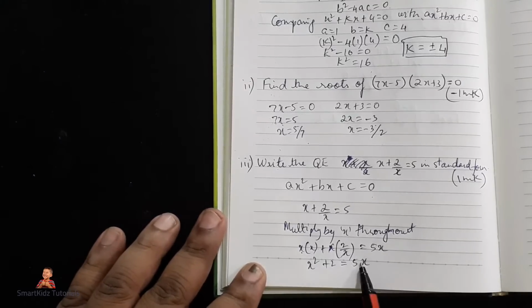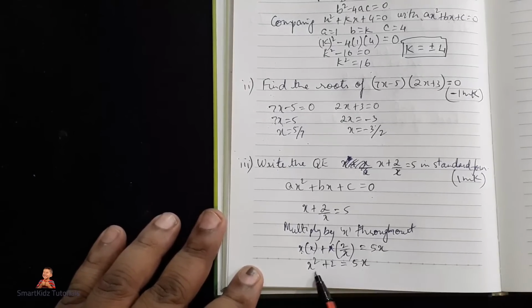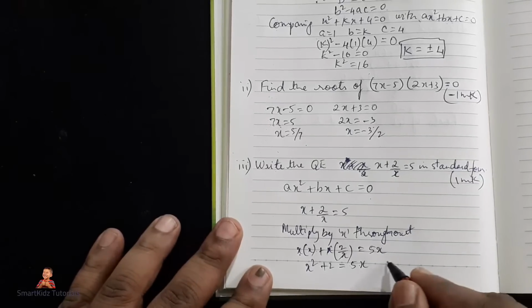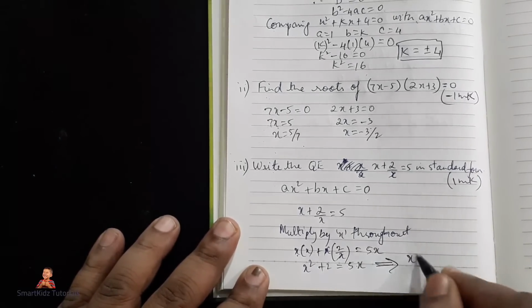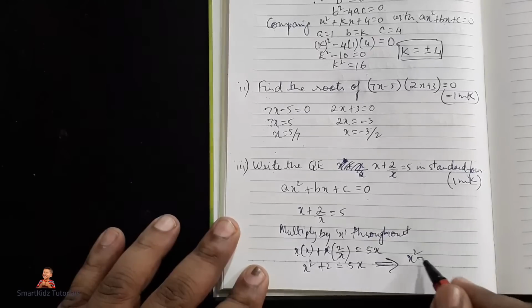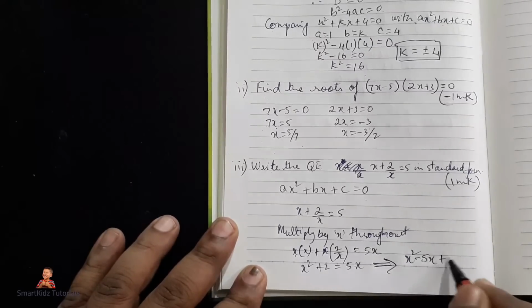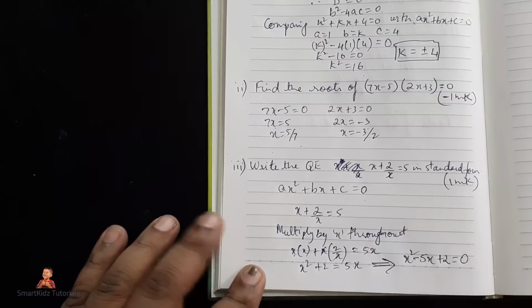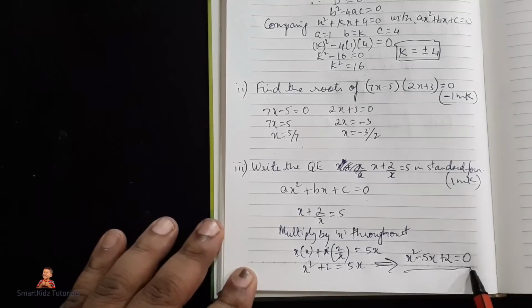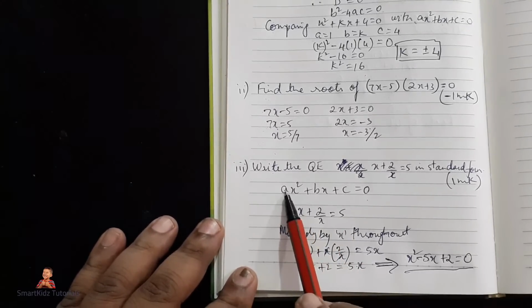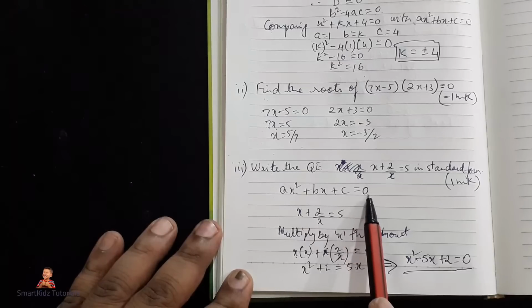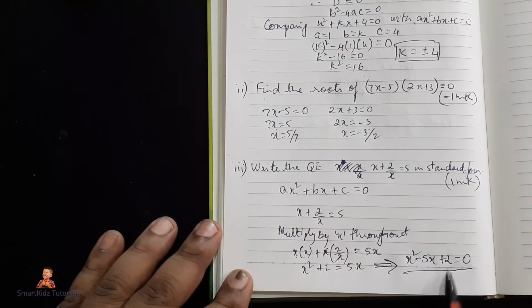So all we need to do is get 5x on the left hand side, so this will be then going this way: x square, I'm bringing 5x on the left hand side, it will become negative, plus 2 will remain where it is, and this will become equal to 0. Now this is what we are asked to find. This is the standard form comparable with this ax square plus bx plus c equal to 0. Okay, so this is for 1 mark.